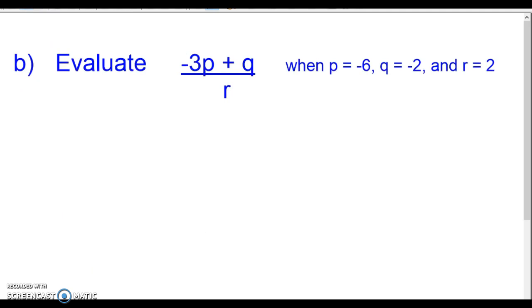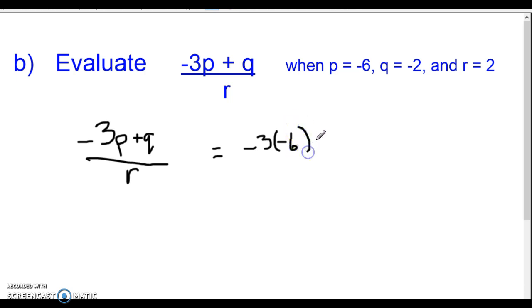Okay, evaluate -3p plus q all over r. I'm going to start by rewriting this: -3p plus q all over r. Now I'm going to substitute what they gave me. So -3, and then p is -6, plus q, and q is -2. Whenever I have negative variables or negative numbers, I usually put them in parentheses to help me make sure I don't lose my negative symbol. All over 2.